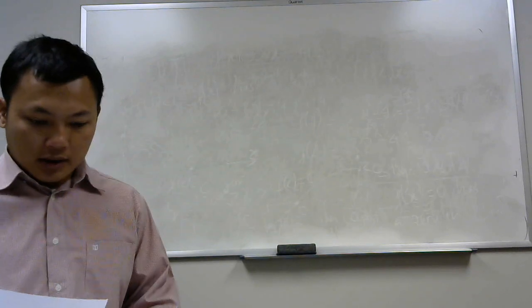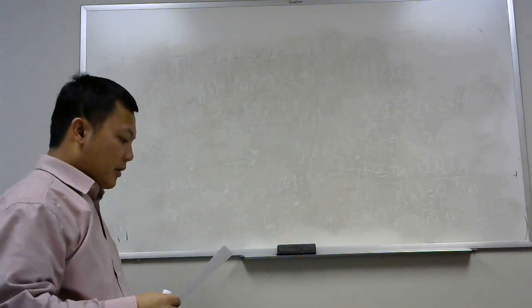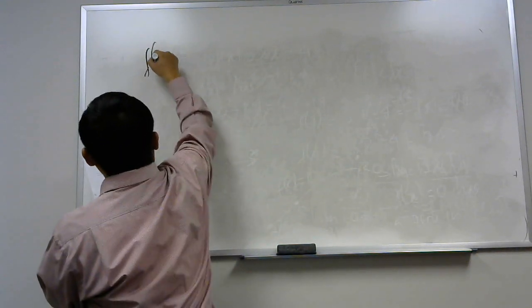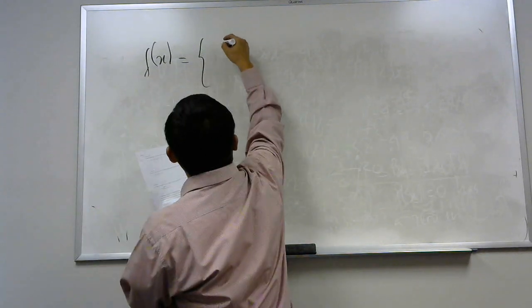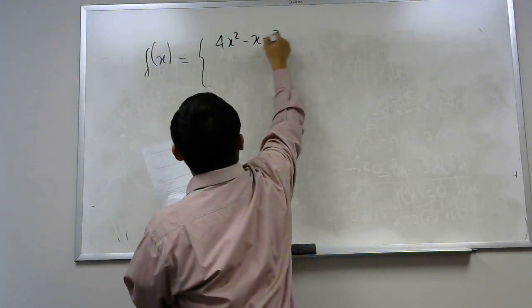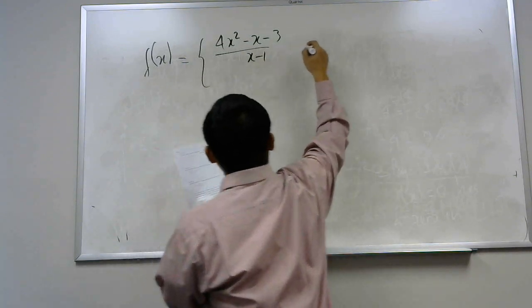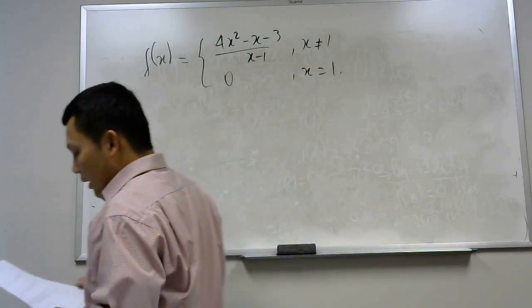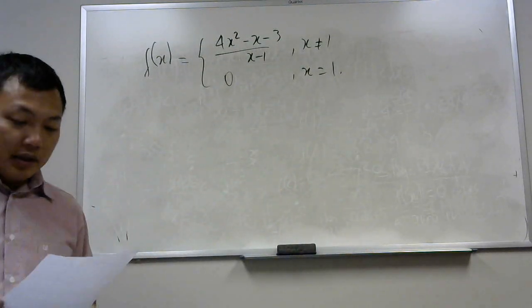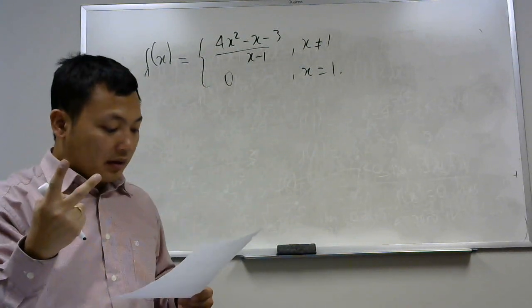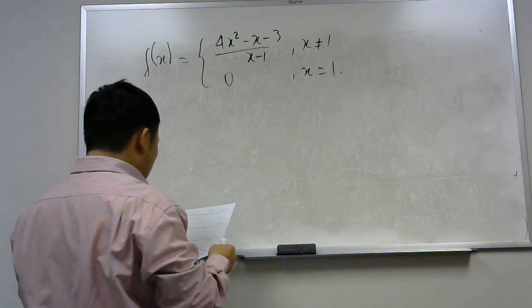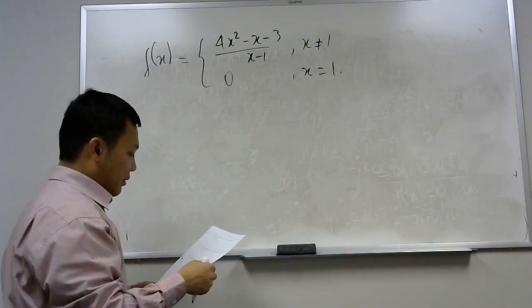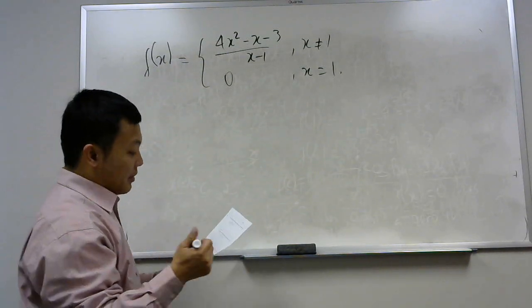The next question is about piecewise functions. Okay, I have this function f of x equal to 4x squared minus x minus 3 over x minus 1 when x is not 1, and equal to 0 when x is 1. Let me write another problem right away, right? So I will remind you about two different types of piecewise function. Problems 6 and 7 are very similar, so I just solve one of them. So let's take the second, problem 6, right?